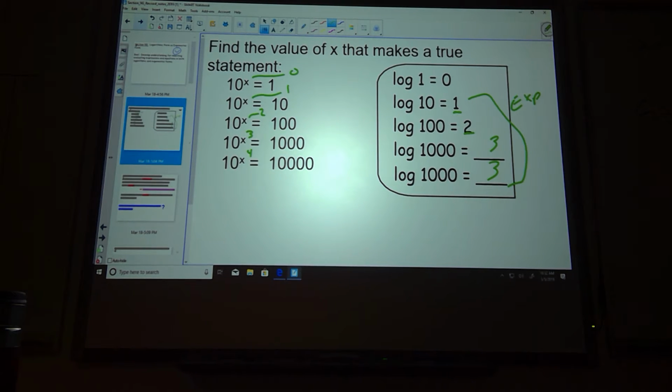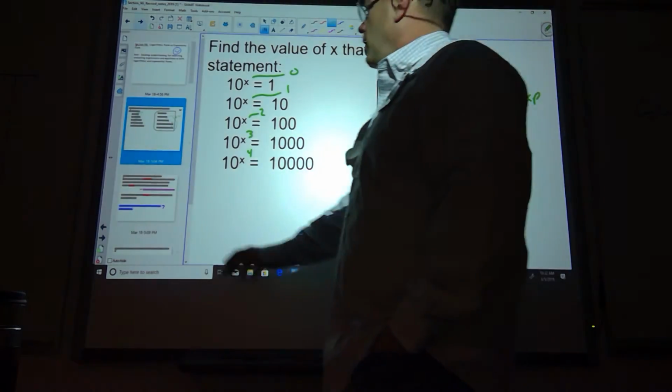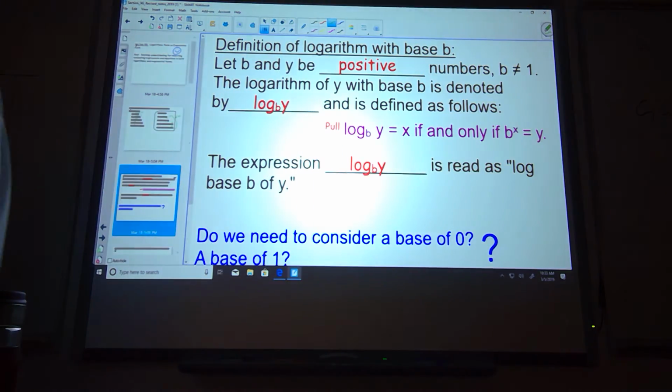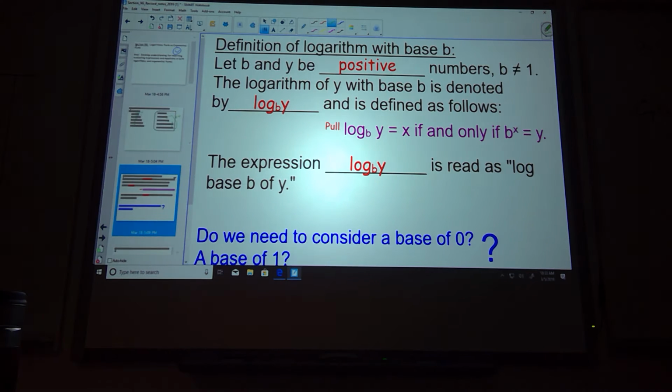Okay? So when you have log base whatever of a number equals something else, the something else is the exponent of the base that gives the number. So let's delve in to see if we can unconfuse you with this. Now we have all this information. I think this is on your paper. It says let b and y be positive, and we're not going to allow b to be equal to 1, because if I have 1 to the third, I have 1.